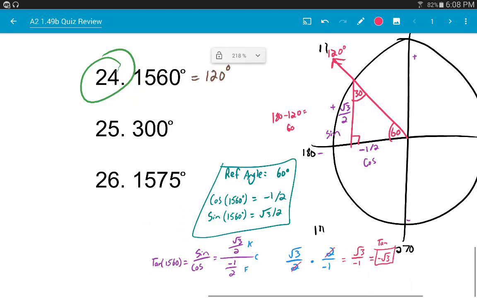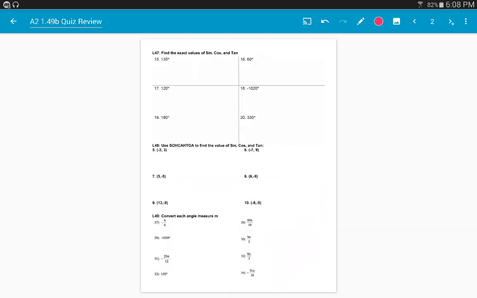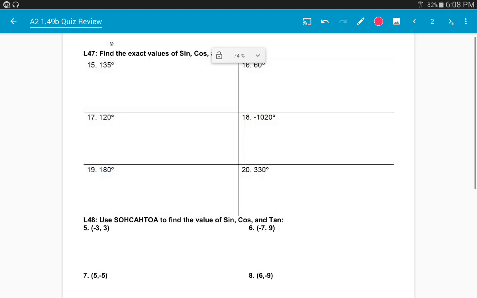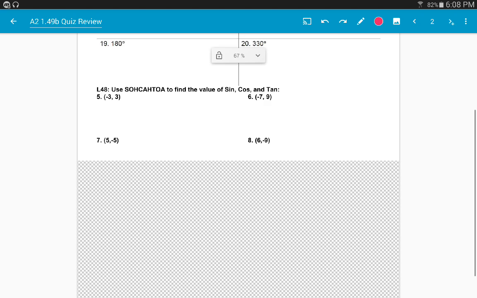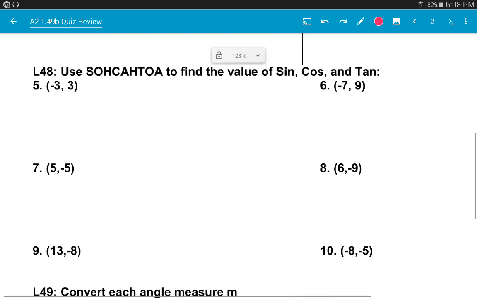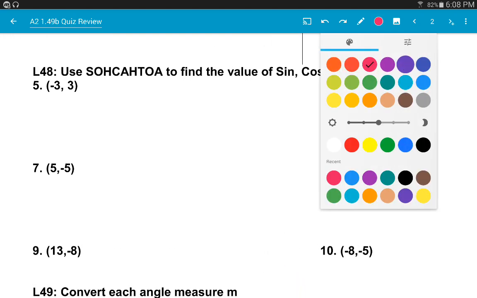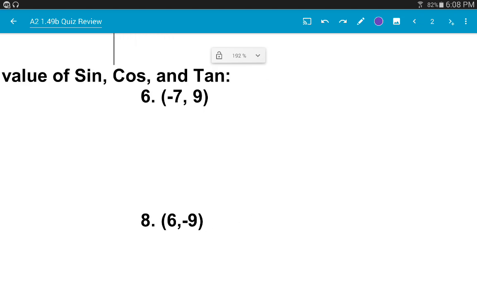Okay, so you should be cool with that. I just did that basically in the last question, so this section's done. Use SOHCAHTOA to find the value of sine, cos, and tan. Okay, so we'll do question 6 together.